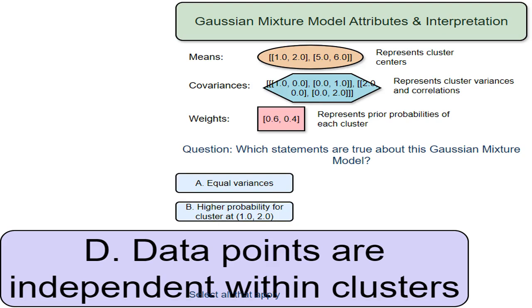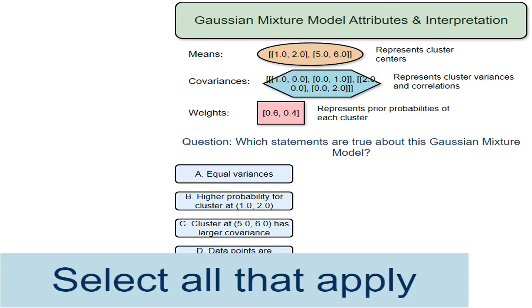Finally, option D suggests the data points within each cluster are independent. This is a standard assumption of Gaussian mixture models. So, option D is true. Based on our analysis, we can confidently select options B, C, and D.